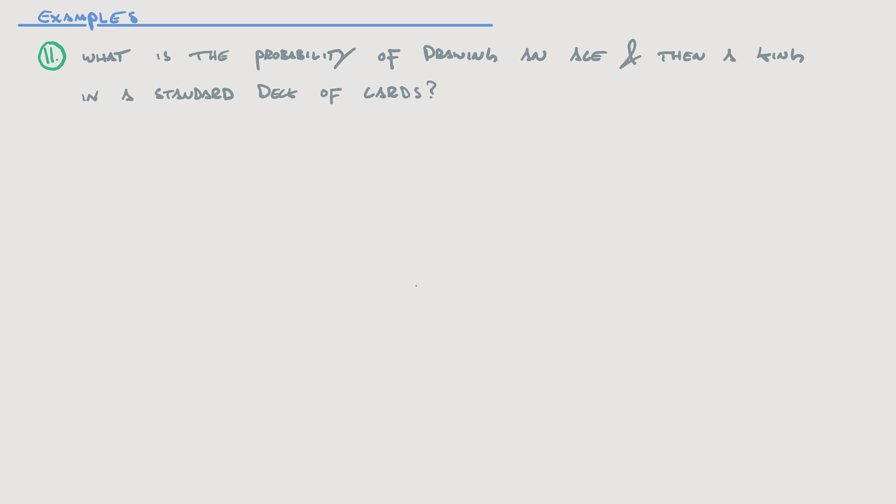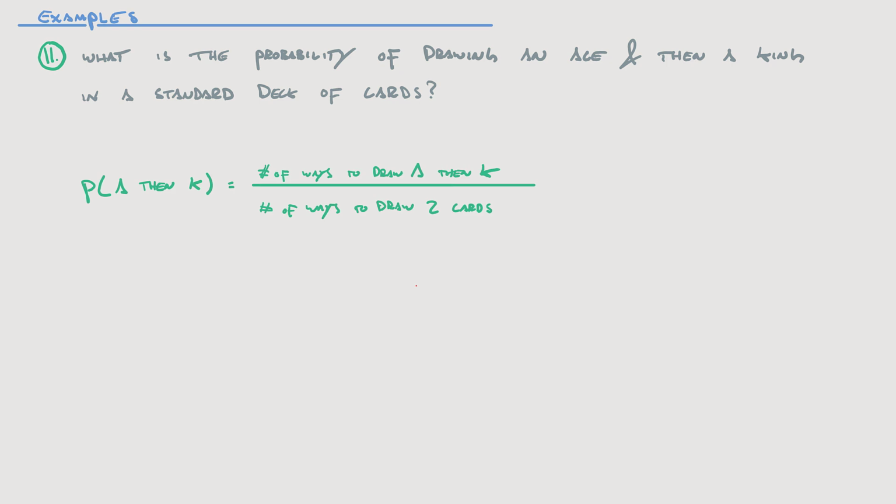Example number 2. What's the probability of drawing an ace and then a king in a standard deck of cards? Now this is a good problem to talk about because we have to count 2 different things. It's a probability, first and foremost, so we have to figure out the number of ways that you can even draw 2 cards in a standard deck, and that's your denominator. But then your numerator would be, how many ways are there to draw an ace and then a king? So we'll answer the denominator part first.